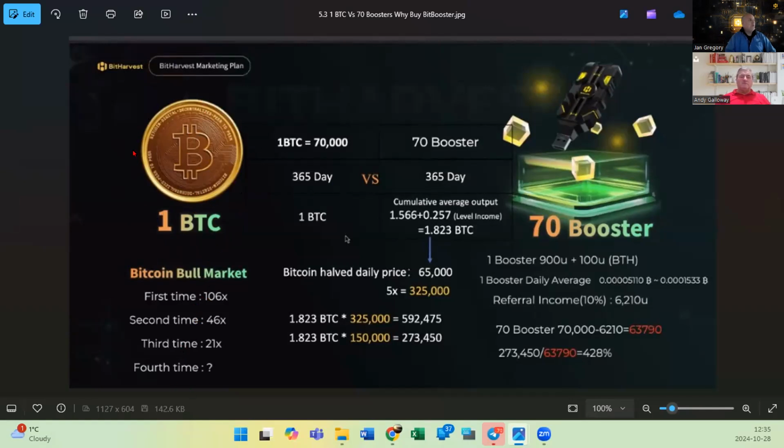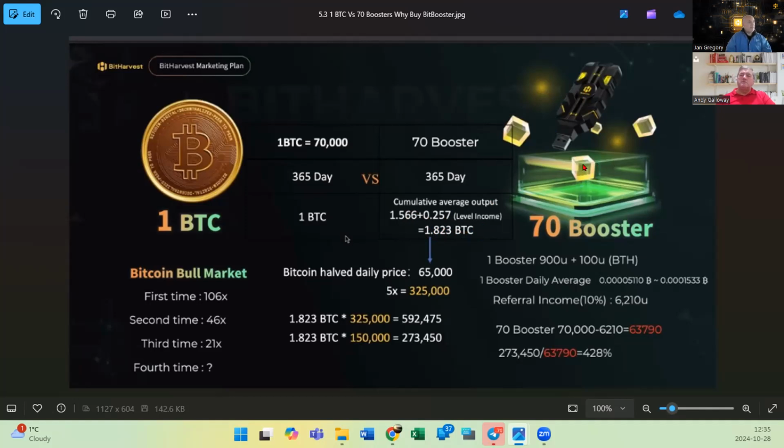But if you take that 1 Bitcoin and you buy, for example, 70 boosters, because each booster costs $1,000, and so that's why it's 70 boosters. The boosters themselves are an asset that work for you. It's a one-time fee, one-time cost. And the booster makes 1.823 Bitcoins a year. Okay. Next year, this is a good example.